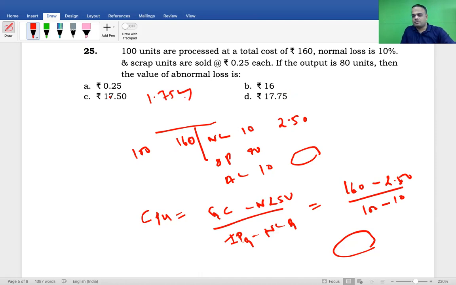Okay. Maybe instead of that, I think it is 17.5. Yeah, 1.75 is the correct answer. Okay. Shall we go to the next?